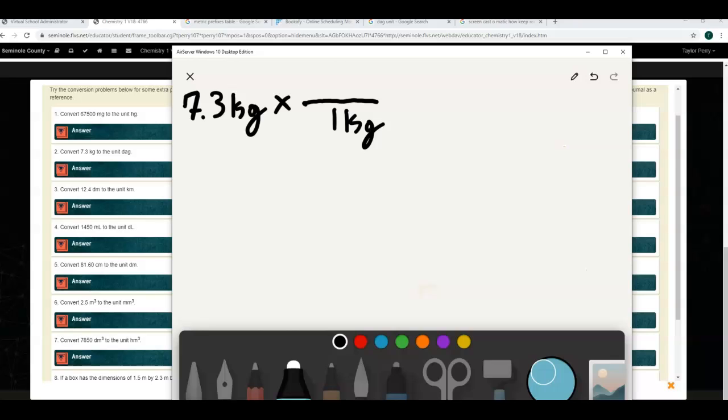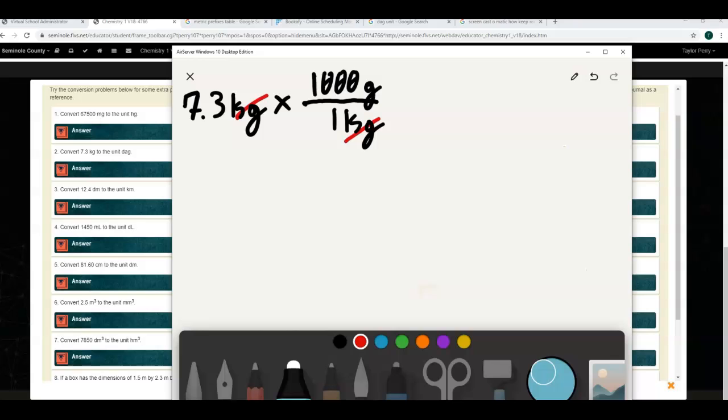And we know that there are 1,000 grams in a 1 kilogram, so if we were to do this math, my kilograms would cancel out. Awesome. And I guess I'd be left with like 73,000 grams. Let's see, wait. 1, 2, 3. Well, 7,300 grams.